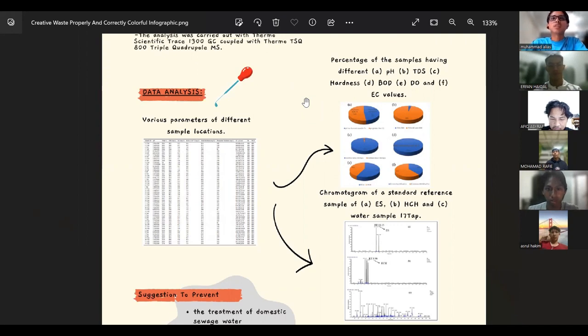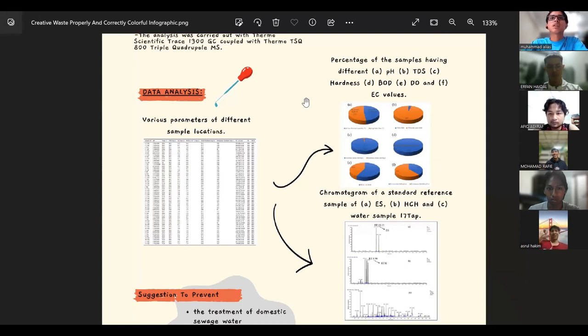For the pH parameter, the pH values of most of the tap, tube well, and hand pump water samples collected for this report were found to be within the acceptable range of 7.5 to 8.5 as per the guideline set by IS, or Indian Standard 10500.